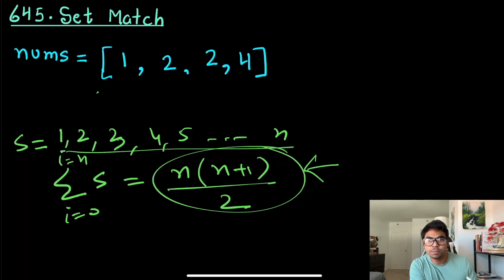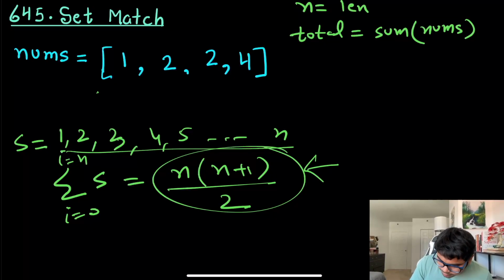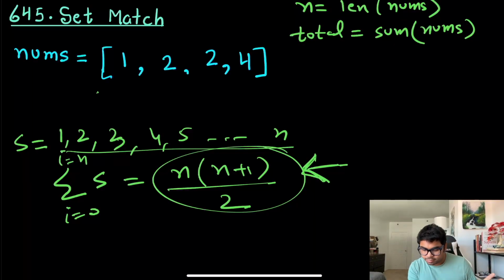Our nums was supposed to be that, but then there is just a little error. Let's see what that error has done. The total of nums would be the sum of all the values in nums, right? N is the length of nums, by the way. This was supposed to be the entire sum, right?